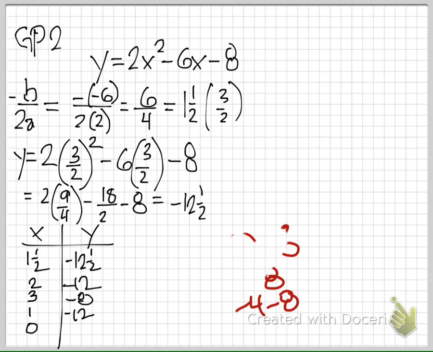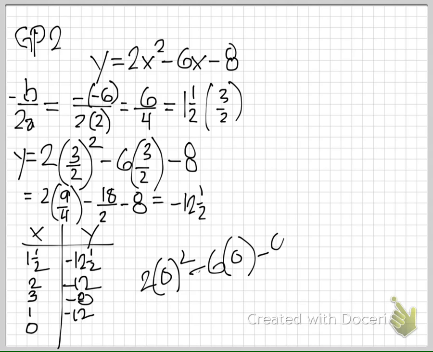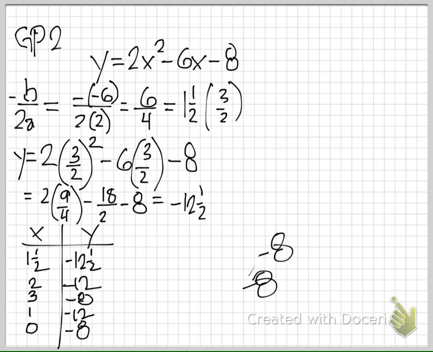If you're following the symmetry, you'll see if I plug in 0, I should get negative 8. So let's try that. 2 times 0 squared minus 6 times 0 minus 8. Well, that's 0 minus 8. And yes, we do get our negative 8. Okay, so now we have our table of values.